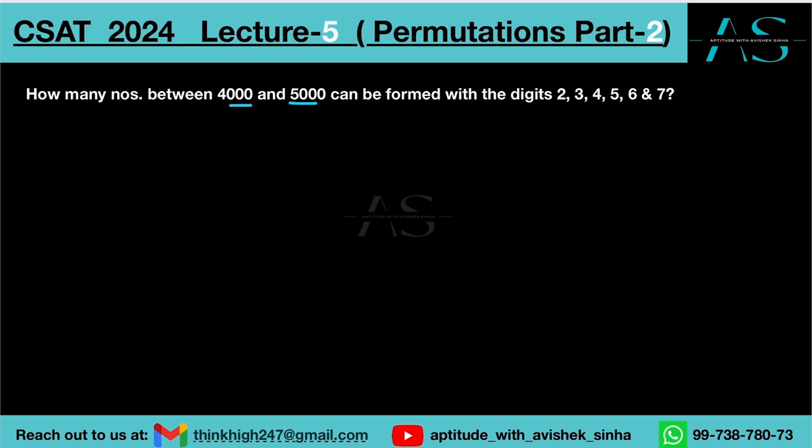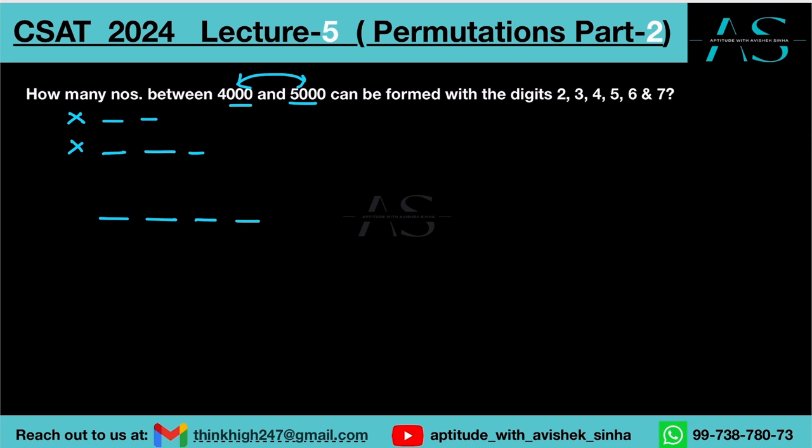Now tell me, can we form a 3-digit number? Or can we form a 2-digit number? No. Why no? Because these 2-digit and 3-digit numbers are not in between 4,000 and 5,000. So any number that is between 4,000 and 5,000 is necessarily a 4-digit number.